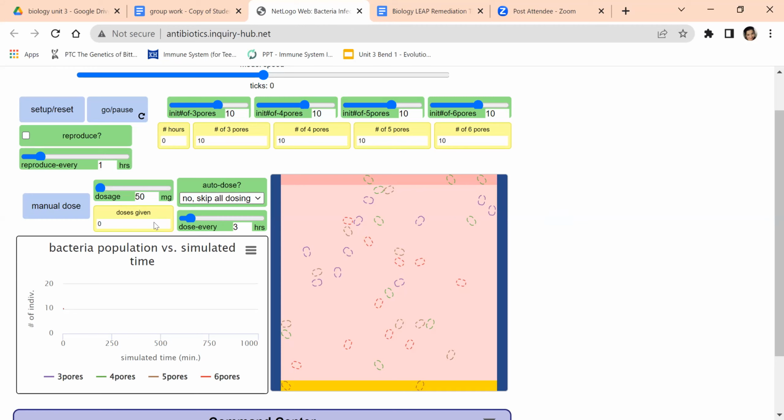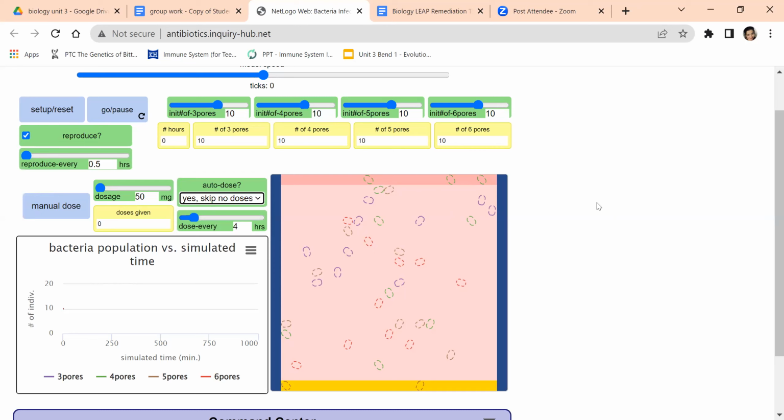So let's set this to reproduce. And we're gonna let the bacteria reproduce every hour this time, because that's as low as we can go, I think. Let me see if I can do, yeah, we can do every half hour. So every 30 minutes, which is pretty close to what we did in the other lesson where we did every 20 minutes. And so we're gonna take our antibiotics every 4 hours, just like we did. And we're gonna auto dose. We're not gonna skip any doses. We're gonna auto dose this time instead of manual dose.